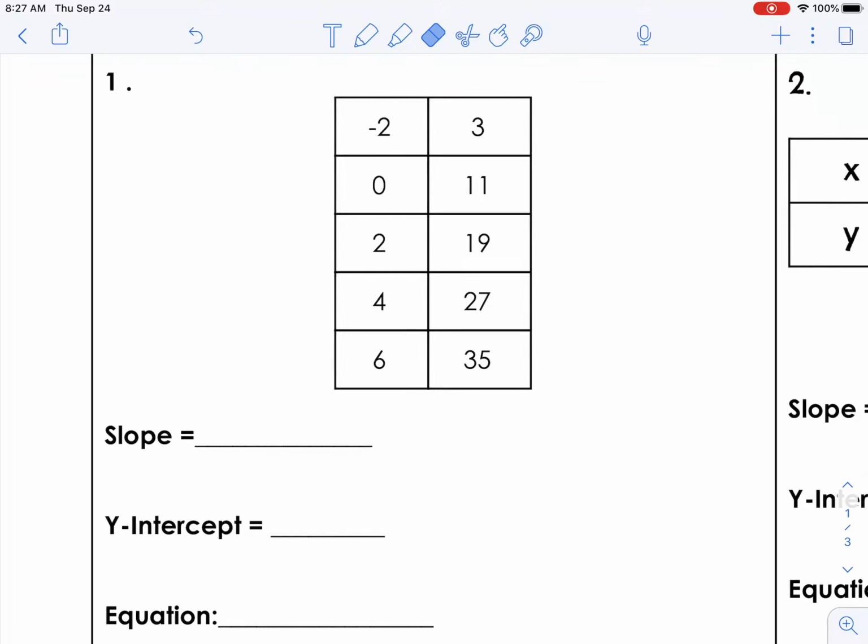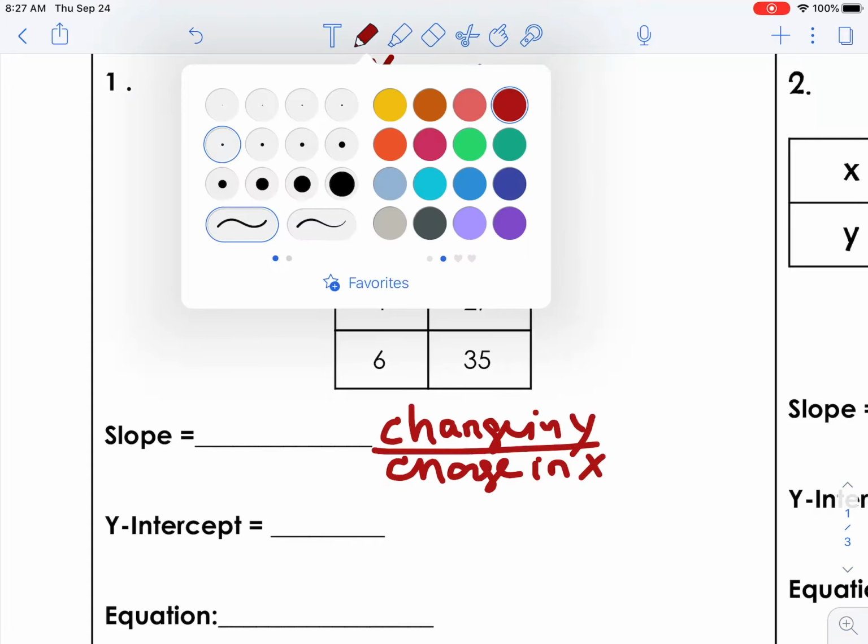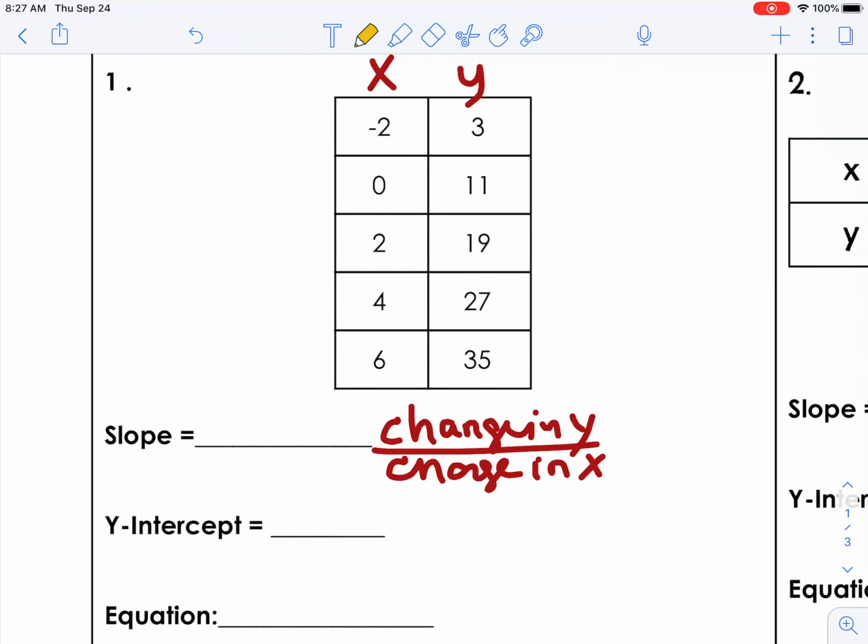If we want to write the slope-intercept form from a table, the first thing we need to do is find the slope. To find the slope, we find the change in the y's, and we find the change in the x. So if we're looking at this table, let's first look at the y values and see the pattern of change throughout the table.